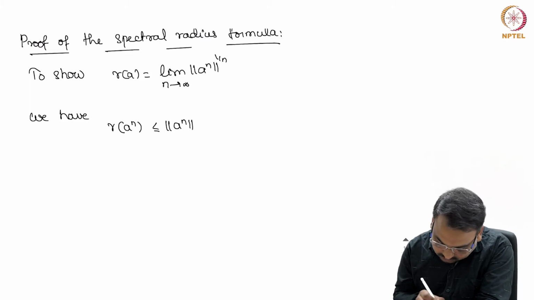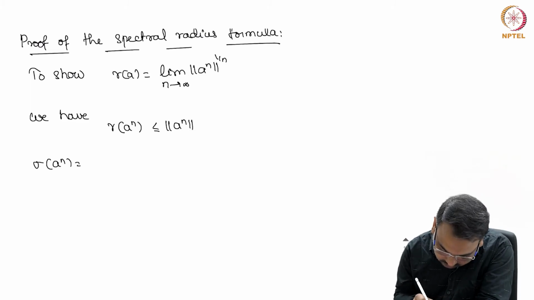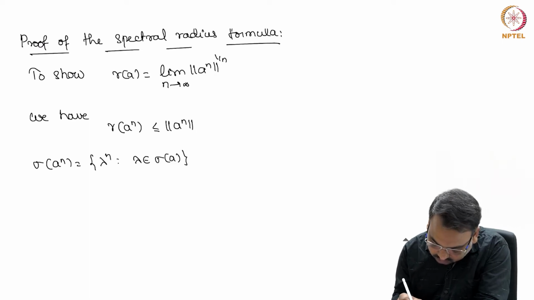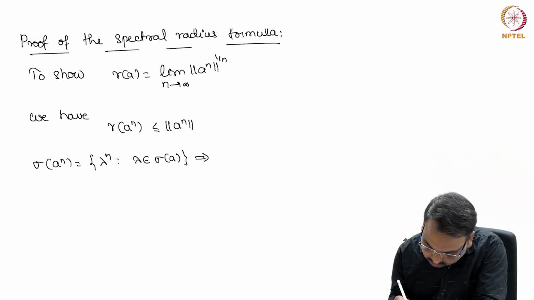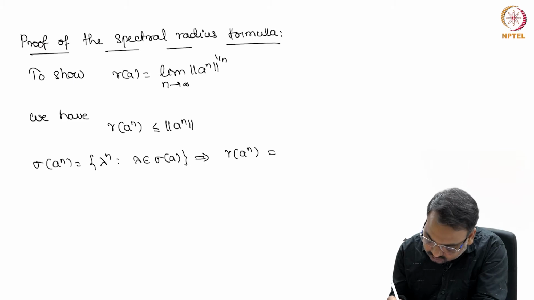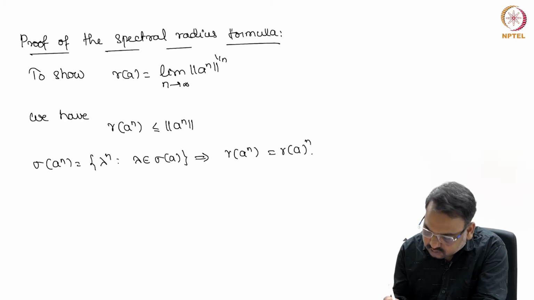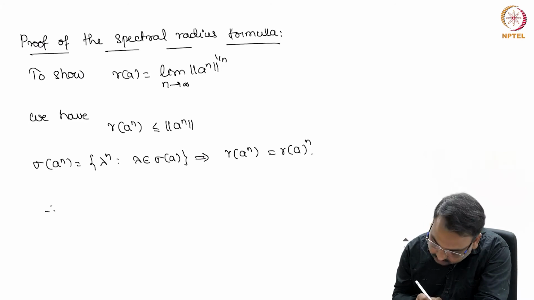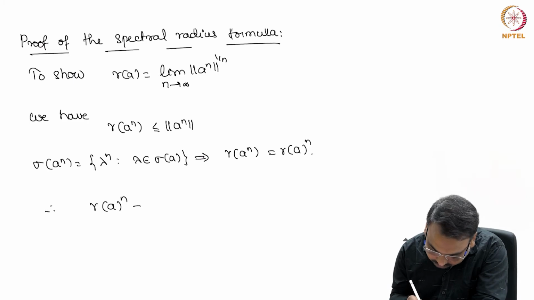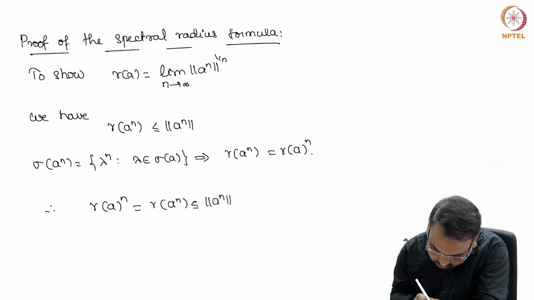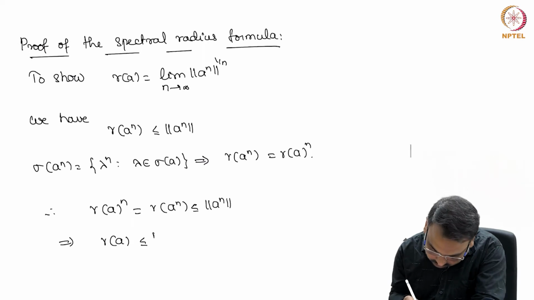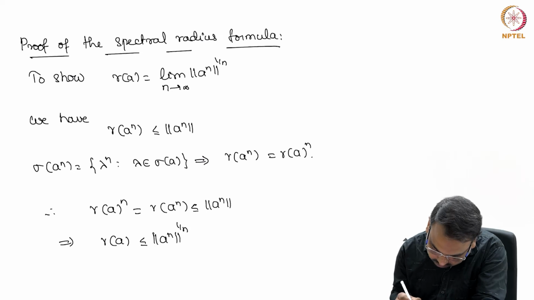Now we know that by the spectral mapping theorem, the spectrum of A power n is lambda power n, where lambda is coming from the spectrum of A. So this implies that the spectral radius of A power n is nothing but the spectral radius of A to the n. So therefore we can say that the spectral radius of A power n is less than norm A power n. So this implies the spectral radius of A is less than or equal to norm A power n whole power 1 by n.